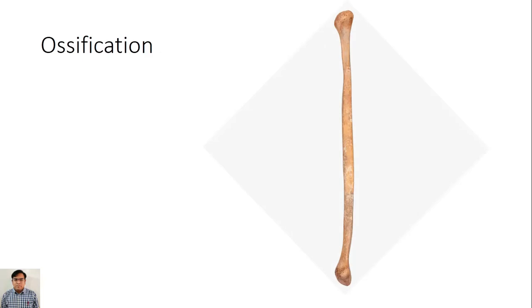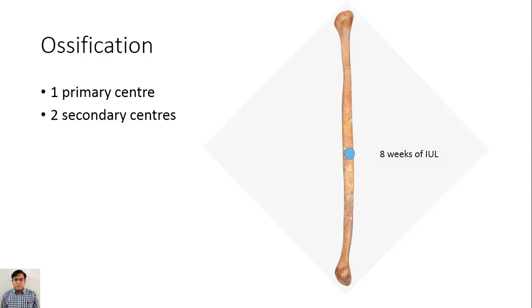Now the ossification. It is ossified from one primary center and two secondary centers. One primary center for the shaft appears at the 8th week of intrauterine life, and two secondary centers for the upper and lower end. The upper end appears at the age of 4 years and fuses with the shaft at 17 to 19 years. The lower end secondary center appears at the age of 1 year and fuses with the shaft at 15 to 17 years.